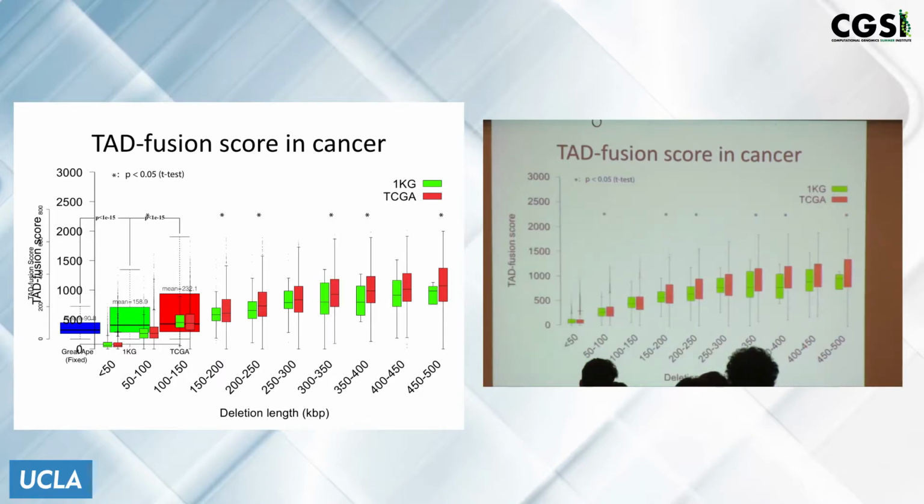We also did the exact same comparison for the TCGA versus 1KG, and we broke it down based on the size. We tried to look at the size of the deletion to make sure that we don't have a confounding effect. And you can see the TCGA is always more than 1KG. For most of them, it's significant. Some of them didn't reach significance because there weren't enough deletions.